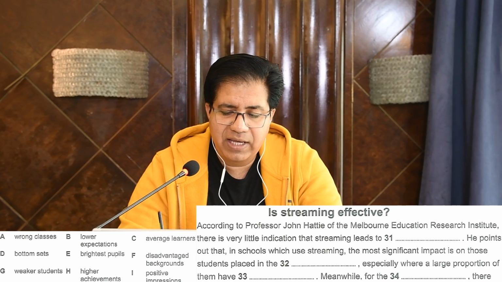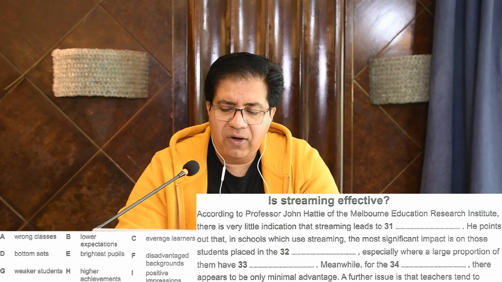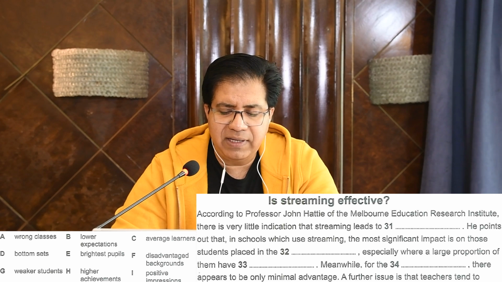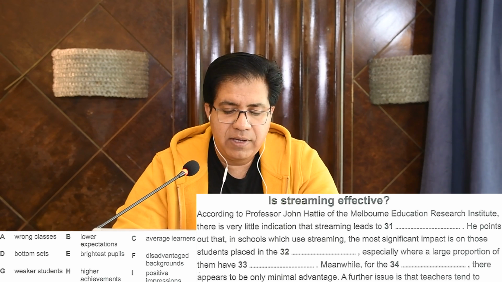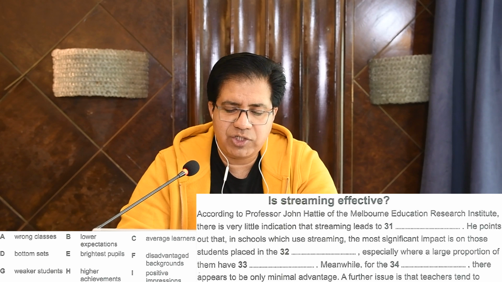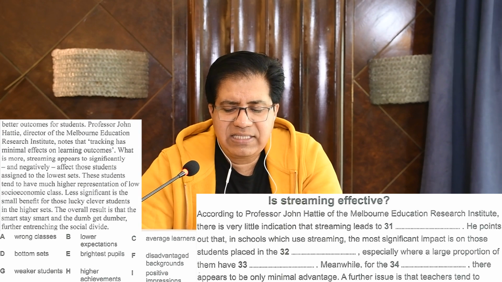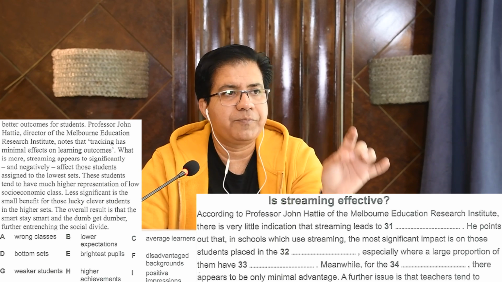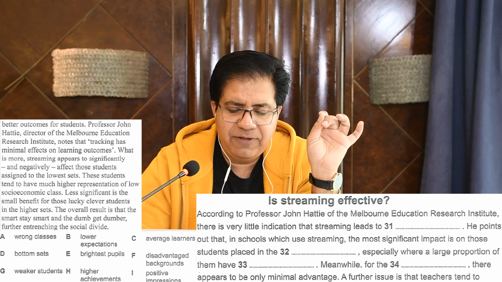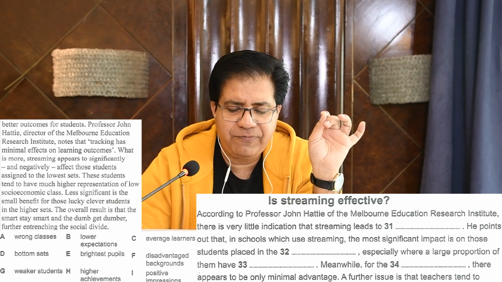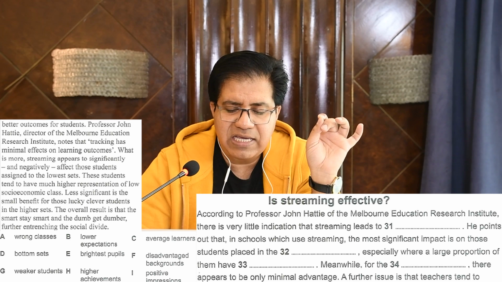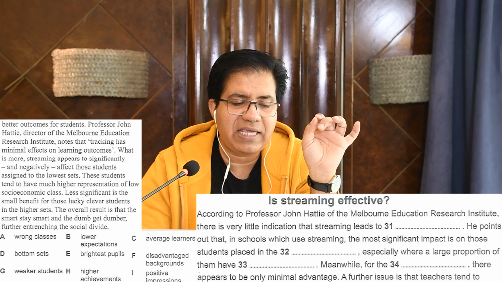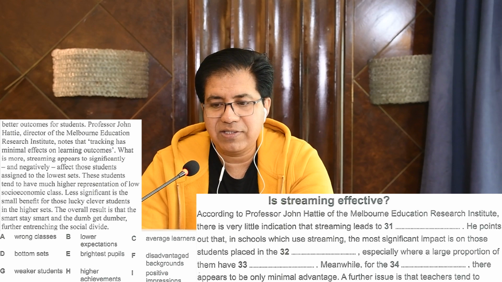Right? Okay. Meanwhile, for the dash, there appears to be only minimal advantage. Now for whom is that minimal advantage? Same paragraph. Less significant. I'm reading it from the fifth last line. Less significant is the small benefit for those lucky, clever students. Now look for something like lucky, clever students.